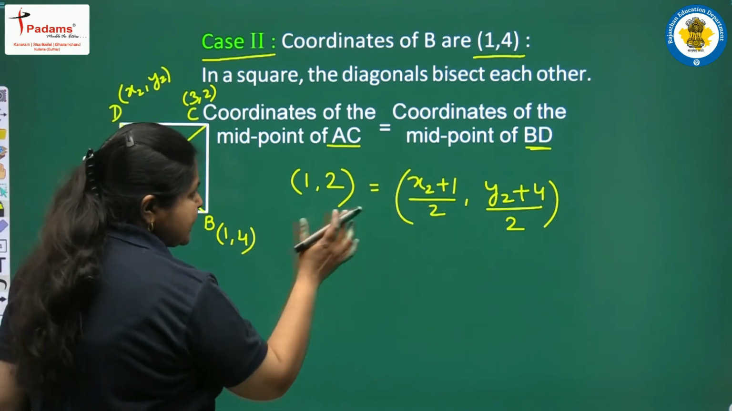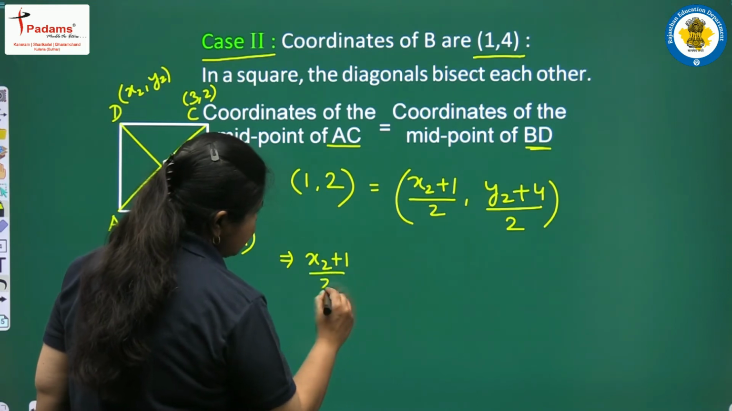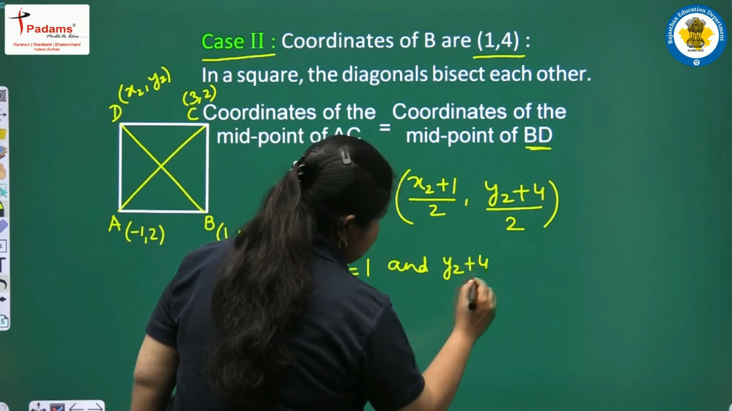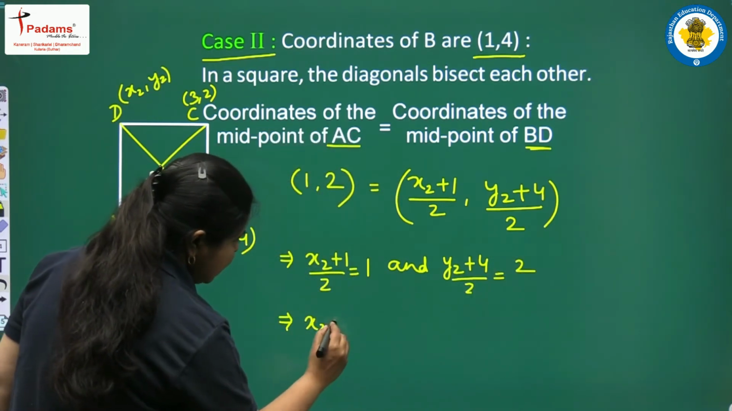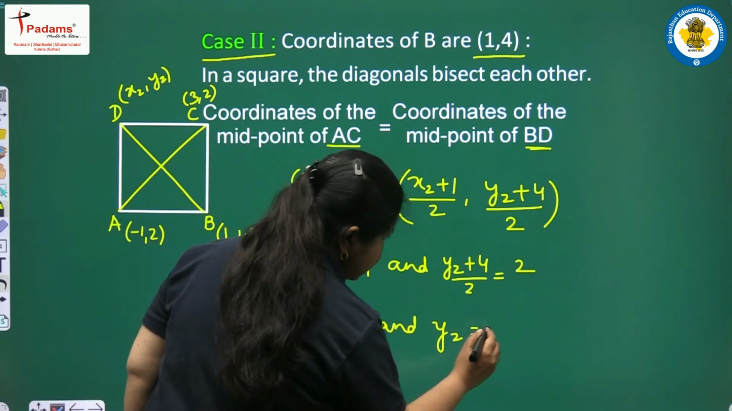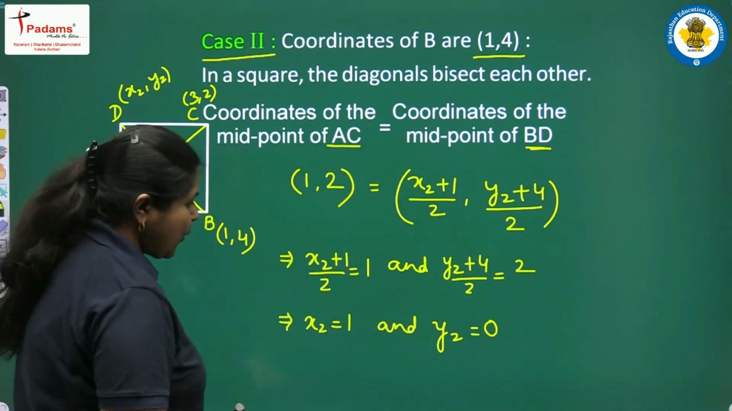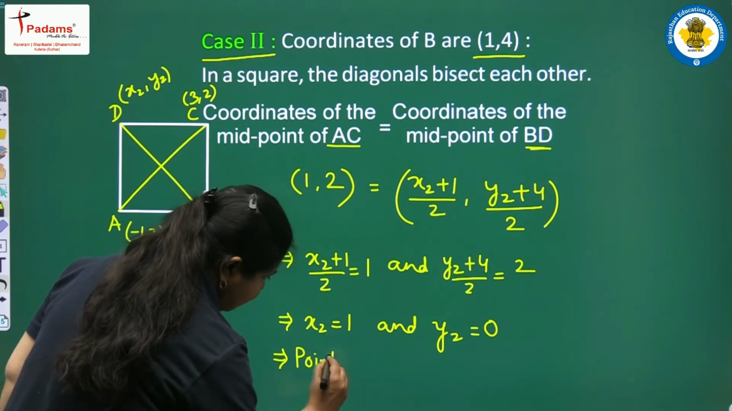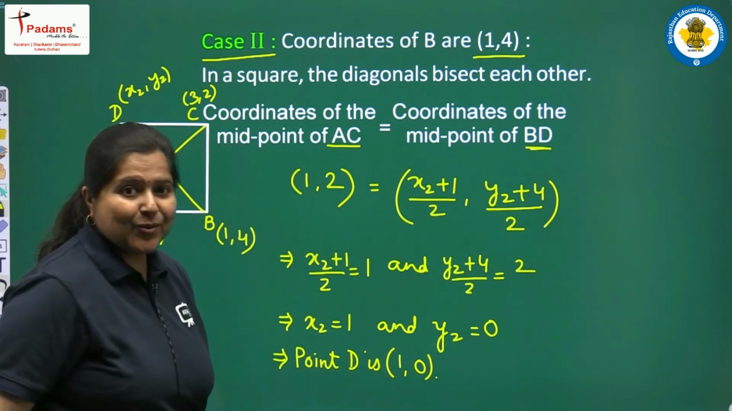Now equate the x coordinates. This implies x2 + 1/2 is equal to 1 and y2 + 4 upon 2 is equal to 2. This will give you x2 equal to 1 and y2 equal to 2 2s are 4 minus 4, it will become 0. तो ऐसे केस में point D is 1, 0. तो क्या देख रहे हैं आप?